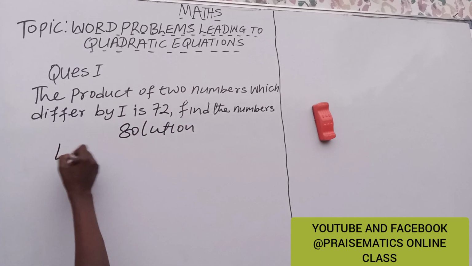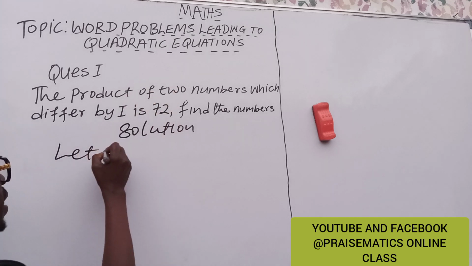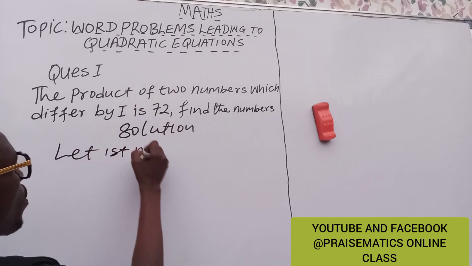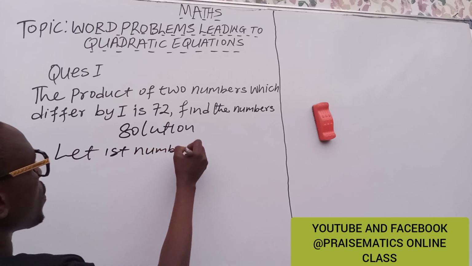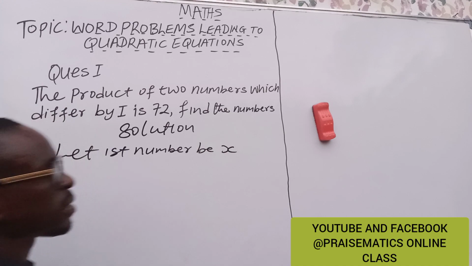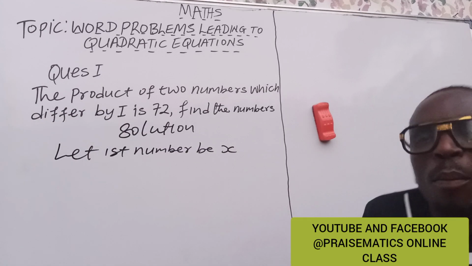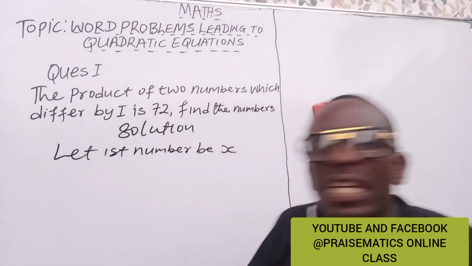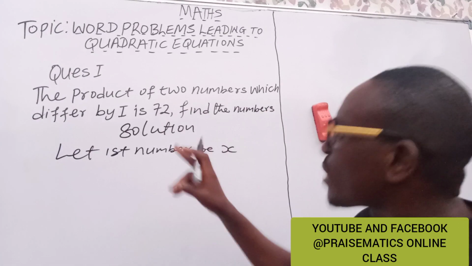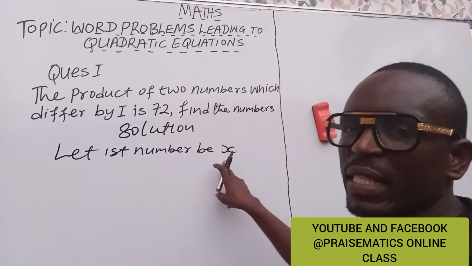And you start with: let the first number, because they say two numbers, let the first number be X. Because they say the product of two numbers, you can say let the number be T, let the number be M, let the number be any alphabet. The first, because they say the product of two numbers, let the first number be X.